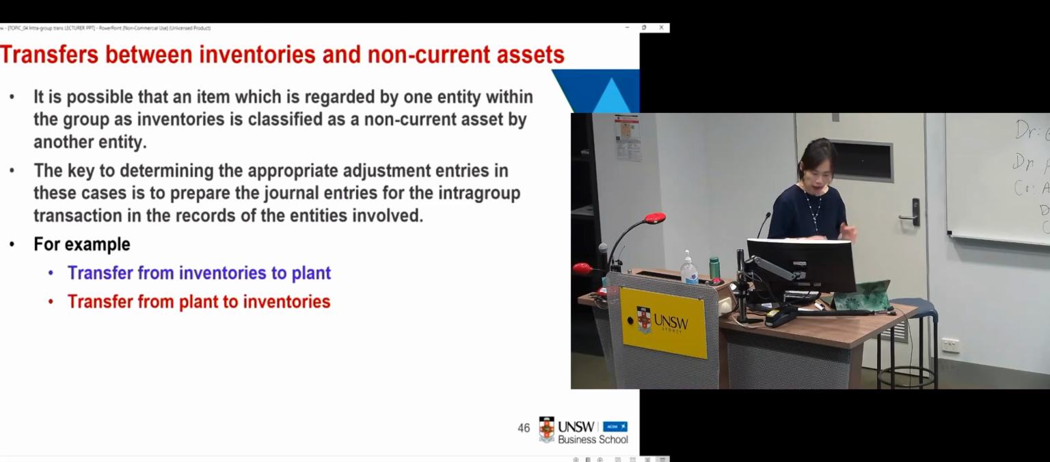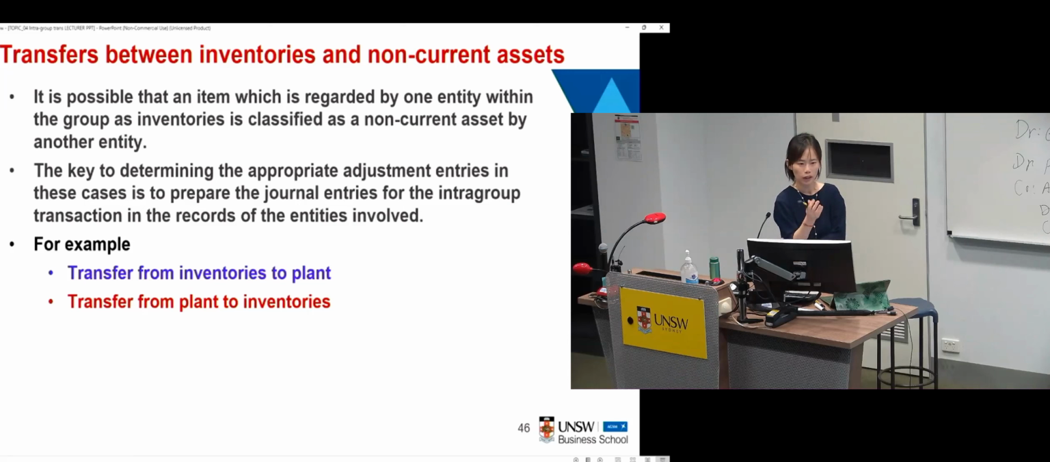All right, now the most challenging part is actually this one. Transfer between inventory and non-current assets. So what is that? The transfer item, its classification may change. For example, before the transfer, it is an inventory. So therefore the seller sells inventory, right? But after the transfer, the buyer intends to use this item as a PPE. So you can see transfer from inventory to PPE. Could be the other way around. The seller sells PPE, but the buyer recognizes transfer item as an inventory.